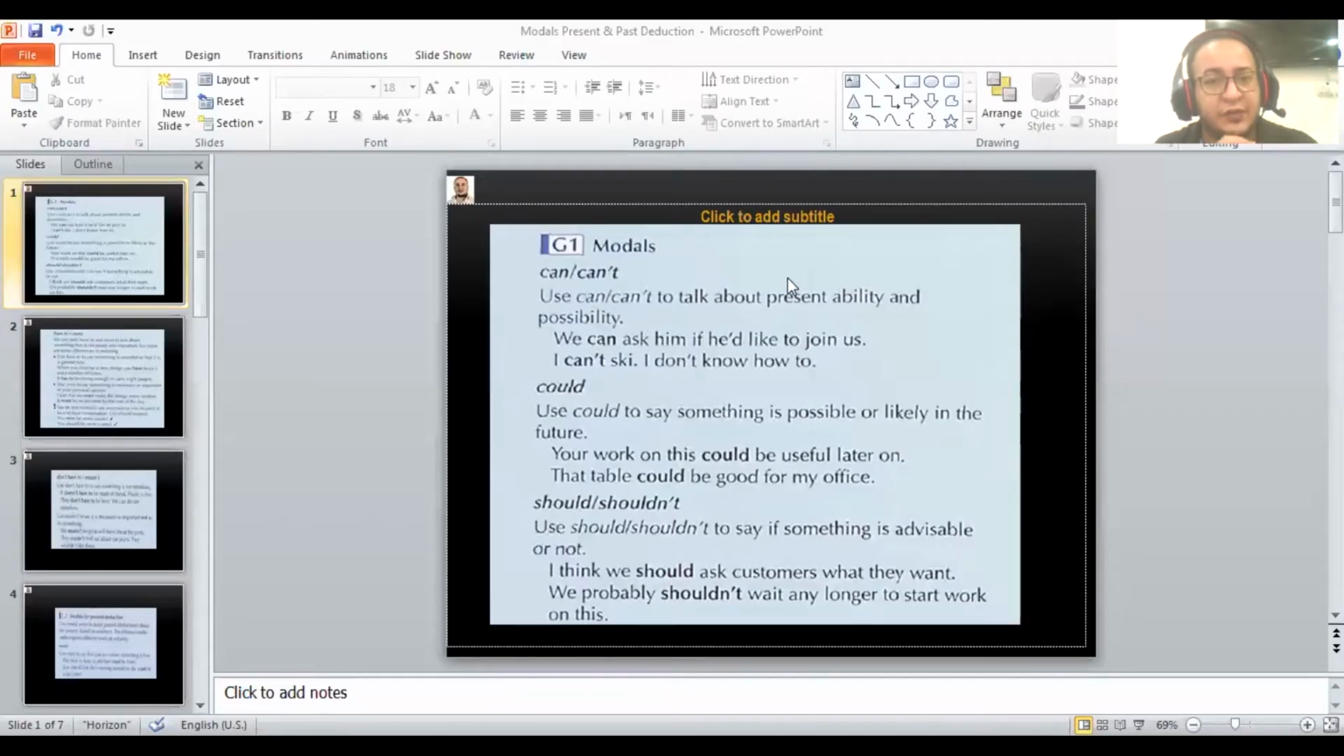We have modals. Can and can't. Use can and can't to talk about ability and possibility. We can ask him if he'd like to join us. I can't ski. I don't know how to.